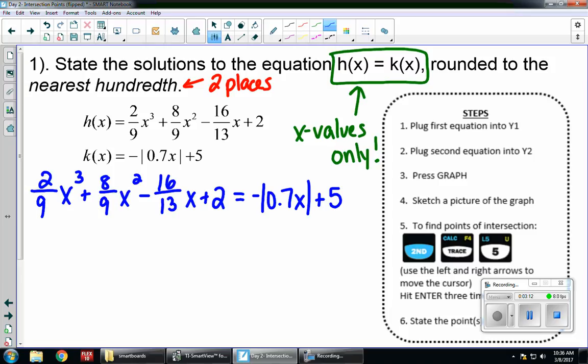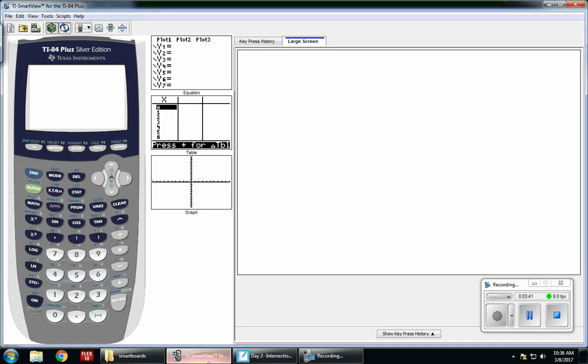Now this is something that we don't know how to solve algebraically. So we're going to use our calculators, and the steps are listed for you over here on the right hand side. They're on your paper as well, and I'm going to go step by step with you in the calculator. So the first thing we want to do is we want to plug our first equation into y1. So I'm going to type in h of x into y1, and I'm going to type k of x into y2. So follow along with me on your calculators.